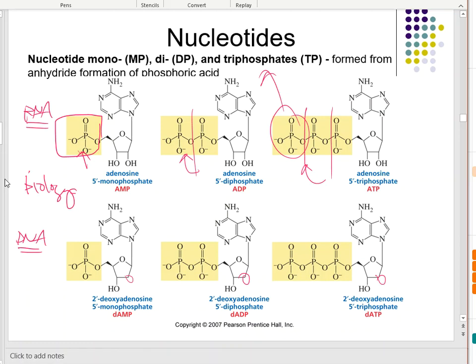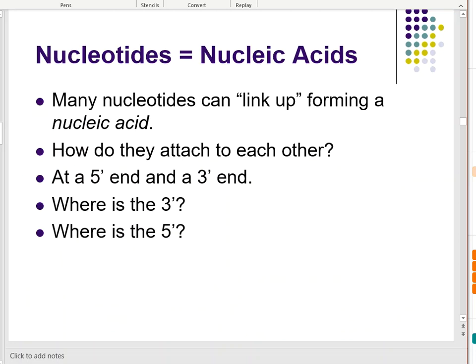Okay, so we said that these are the building blocks of the DNA, or what will be the DNA molecule. But we still have to talk about connections. We still have to talk about how these things are going to hook up the way that they're going to. And one of the first things that we have to discuss is that they have a particular order that they will connect in. And we call this the 5' and 3' end.